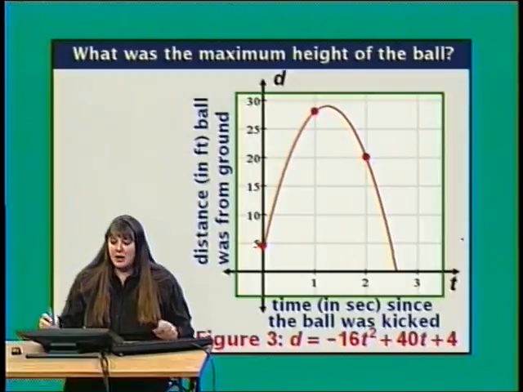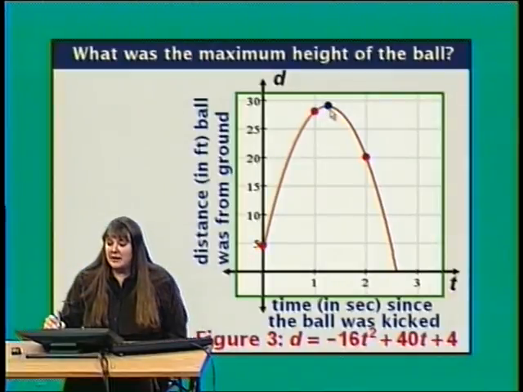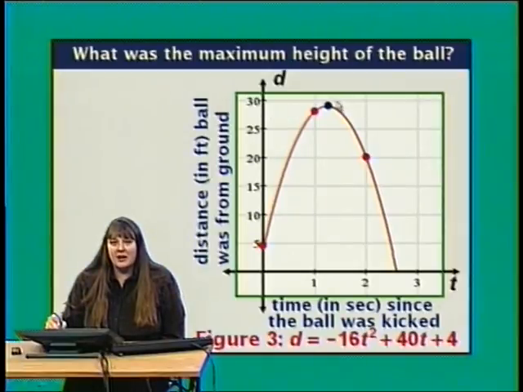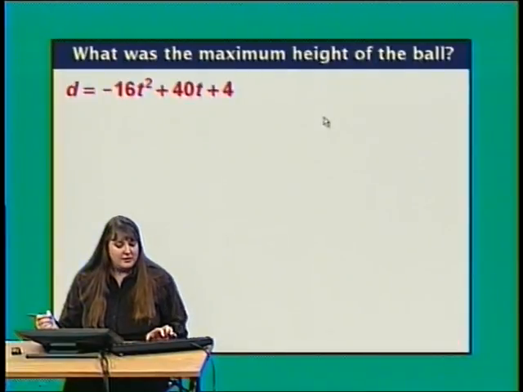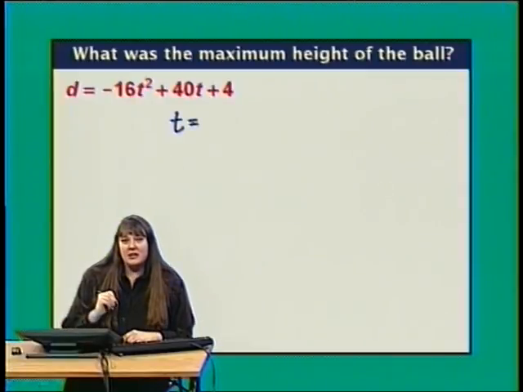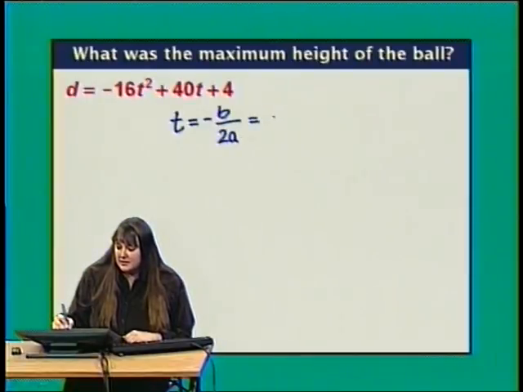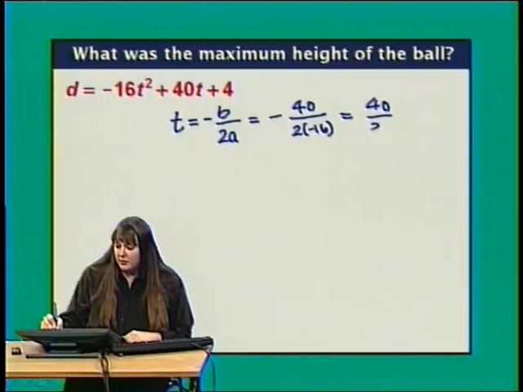In looking for the maximum height, I'm interested in the vertex. Looking at the graph, I can't really tell exactly what the vertex is. It looks like it's pretty close to 30, but not exactly at 30. But I can use algebra to find this. I have a formula for finding the vertex. So here's my quadratic model. And I know that the t-coordinate of the vertex is going to be the opposite of b over 2a. In this case, that's the opposite of 40 over 2 times negative 16. That's 40 over 32, which is 8 goes into both of those, 5/4.